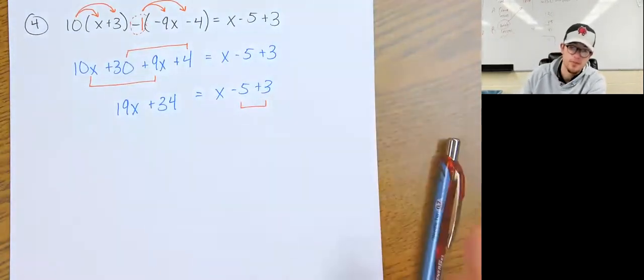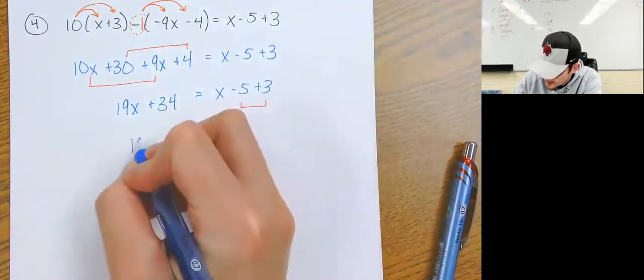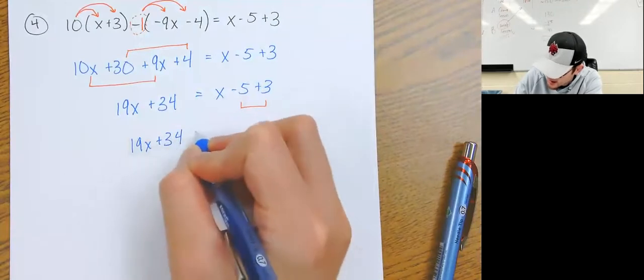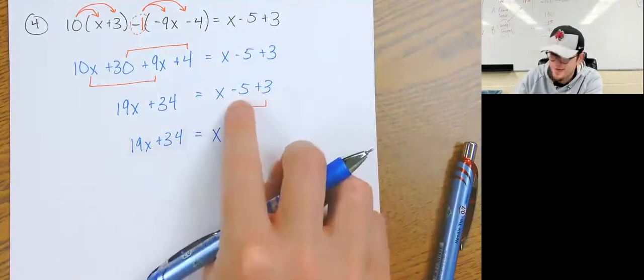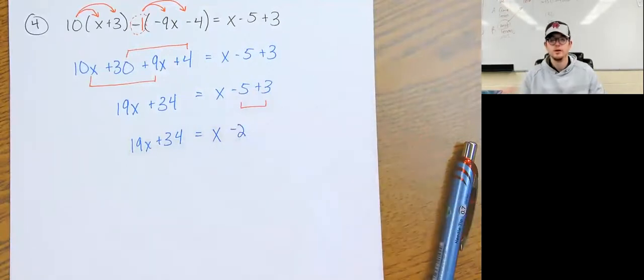Now again, some of you might be doing all that at once. Totally fine to do. I'm just showing the foolproof way that if you do 1 by 1 by 1, you shouldn't be getting these incorrect. So negative 5 plus 3 should be negative 2. Okay, we just did step 1. We simplified the left side and the right side.